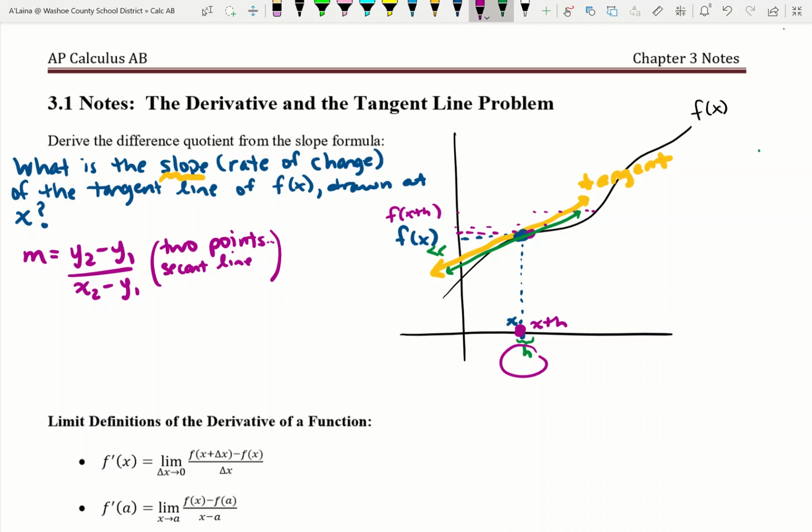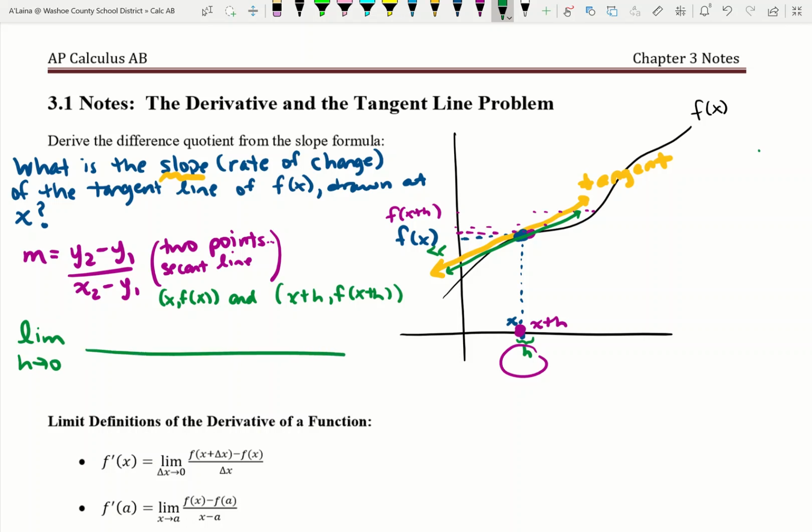I'm talking about a limit. What I want to do is take the two points, x comma f of x as my first point, and x plus h comma f of x plus h as my second point. And I want to do the slope formula with them, but I would like that distance h between the points to approach 0. This is a limit. I want to do the limit as h approaches 0 of the slope between these two points.